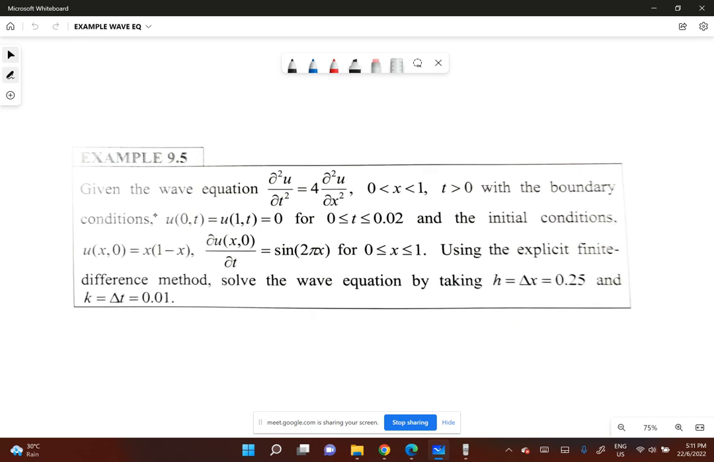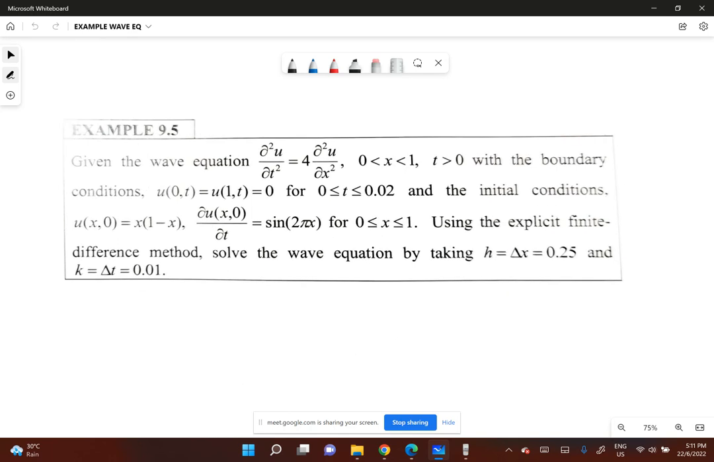Example 9.5 is on page 230 in your books. Given the wave equation, for x larger than 0 and less than 1, t larger than 0, with the boundary conditions: when x is 0 and x is equal to 1, u is equal to 0, for t larger or equal to 0 and smaller or equal to 0.02.